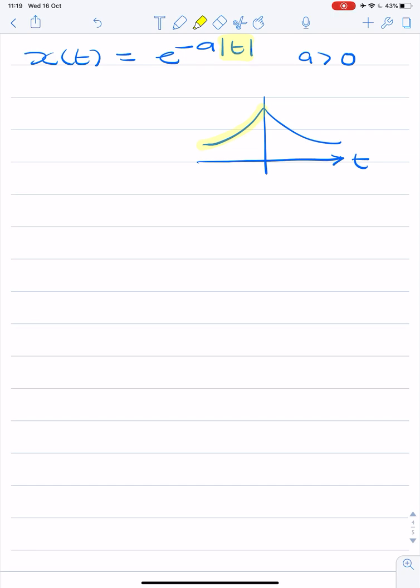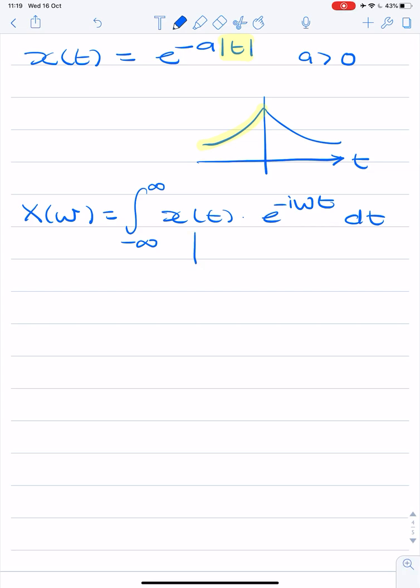The definition of Fourier transform is simply the integral from minus infinity to infinity of our signal times e to the minus i omega t. And what we do is, because we're given our signal, we simply replace x of t with e to the minus a absolute value of t.